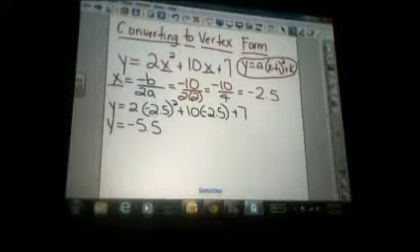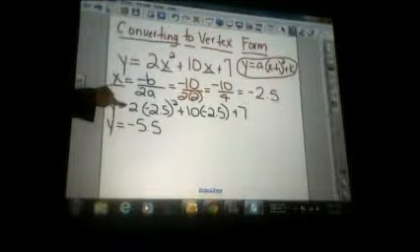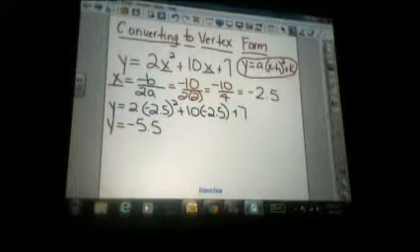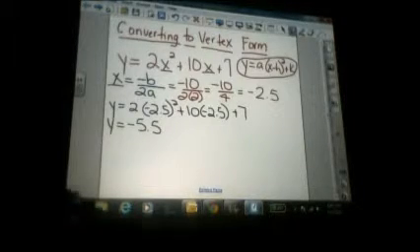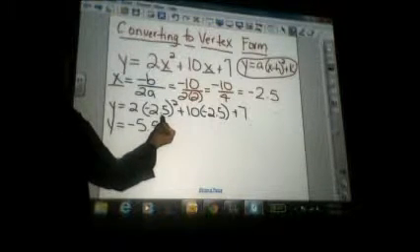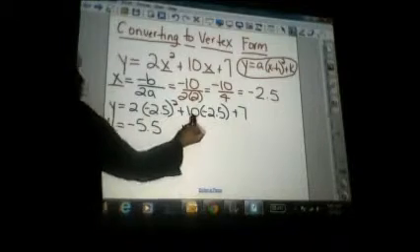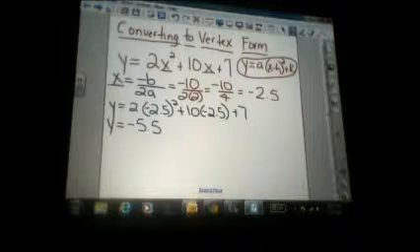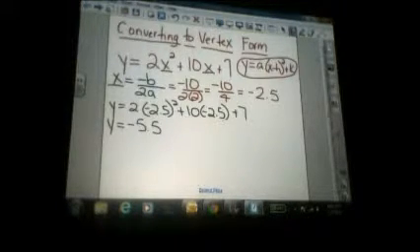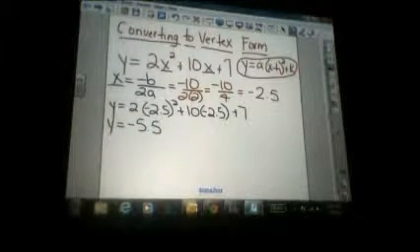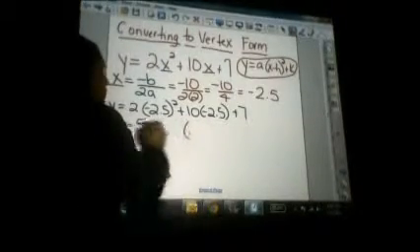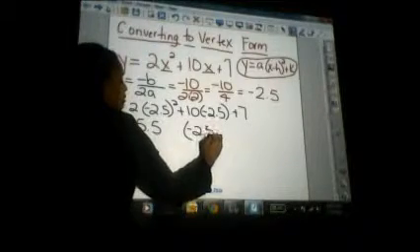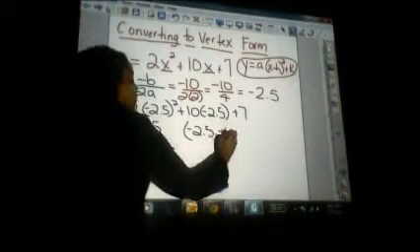If you have a graphing calculator, you can plug this whole equation into your calculator and it's going to give you y equals negative 5.5. And if you want to go through each step to simplify, you can. First, you will square negative 2.5, multiply it by 2, and then multiply 10 times negative 2.5, and then add 7. But for the sake of time, I'm just going to give you the answer. So your x and y: x, remember we found x was negative 2.5, and your y is negative 5.5.